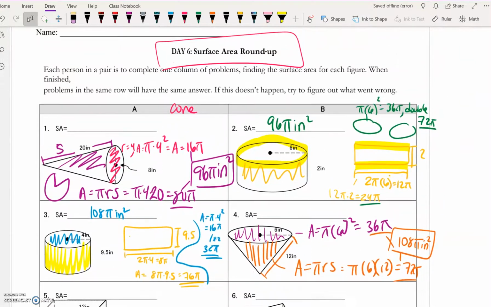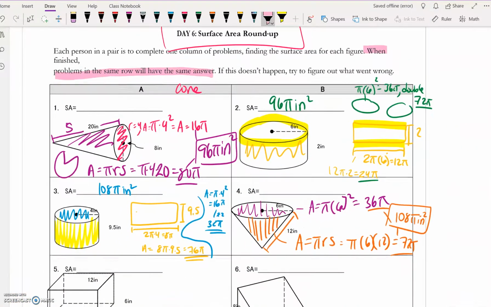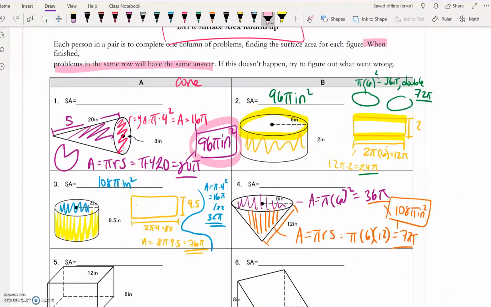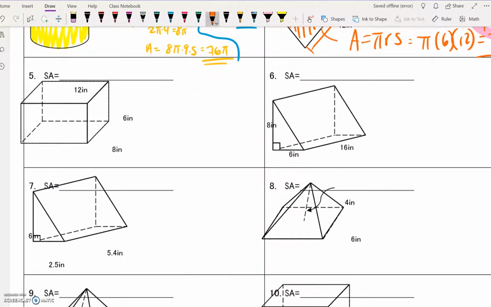And I think you guys have probably noticed the pattern. If you look at the directions, this was supposed to be done in partners. And it's kind of entertaining. When finished, problems in the same row will have the same answer. If that doesn't happen, try and figure out what went wrong. So partner A would have done this problem, partner B would have done this one, and they have the same answer. So what you'll notice is we have the same answer across rows as we keep going. And that was just to help you guys with your partner practice, figure out if you made a mistake somewhere along the line.